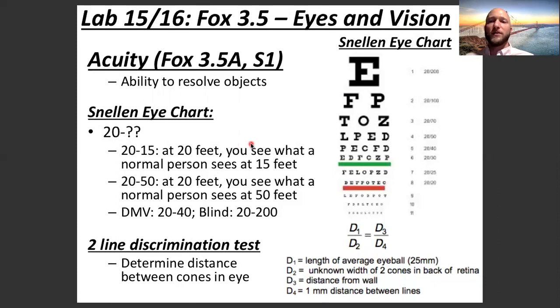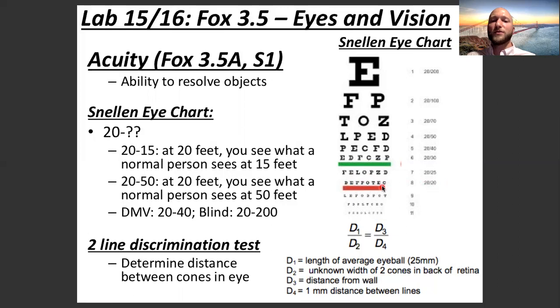20/20 vision is something that most of us have probably heard of before. What 20/20 vision means is that at 20 feet, you see what the average person sees at 20 feet. How far away do we stand for the Snellen eye chart? We stand 20 feet away. That's the standard. The average person doing the Snellen eye chart can read line 8.